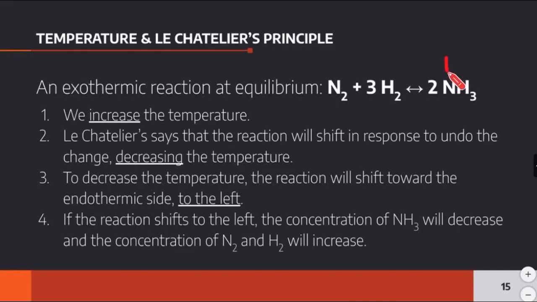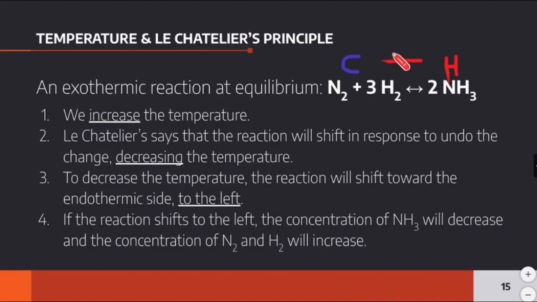So I'm going to say that this side over here is the hot side, and the left side will be the cold side. I'm going to do that before I even start the problem, just to make sure I understand what's going on. So we increase the temperature. Le Chatelier's principle says it's going to try to respond by undoing our change, so it will try to decrease the temperature. If it wants to decrease the temperature, the reaction will shift towards the endothermic or cooler side, which is the left side. So this reaction is going to shift left.